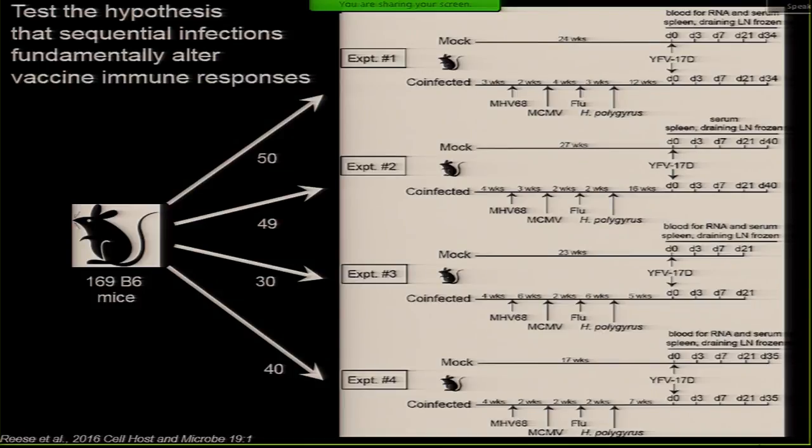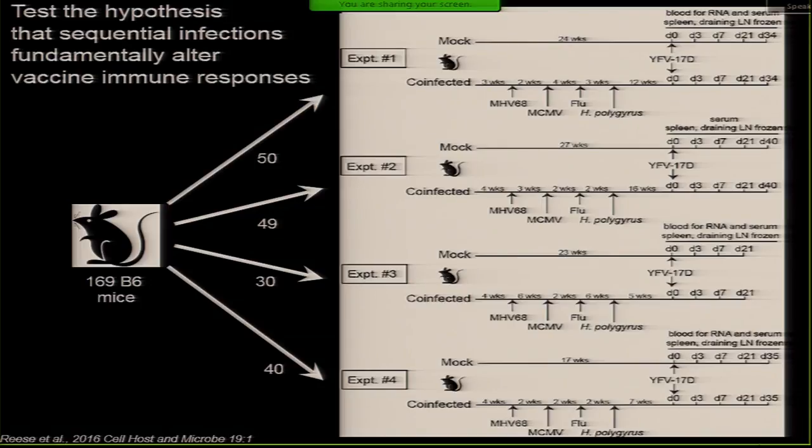They're done pretty much the same way. They're repeats of each other. We take mice and either mock infect them or just sequentially give them infections: a gamma herpes virus like EBV, a beta herpes virus, this mouse CMV. We gave them influenza. And then we gave them a worm. Lots of people in the world would be exposed to this and, of course, many other things.